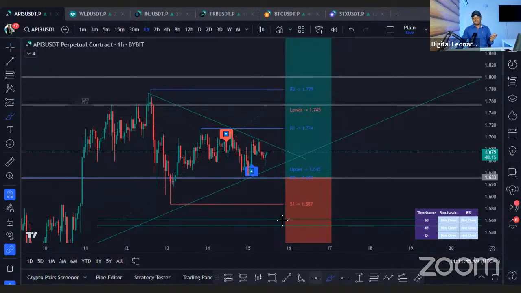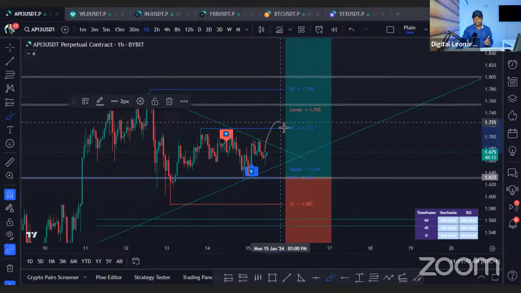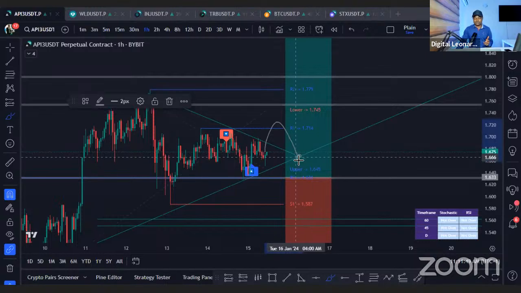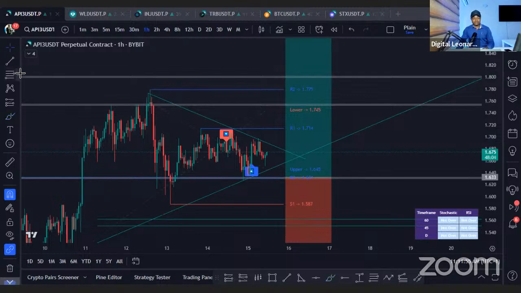So what I would basically be looking at is, let's say we break out of this and then come back and still use our major trend line here as a support. Then that can equally be a good area to start taking a long trade to the upside.